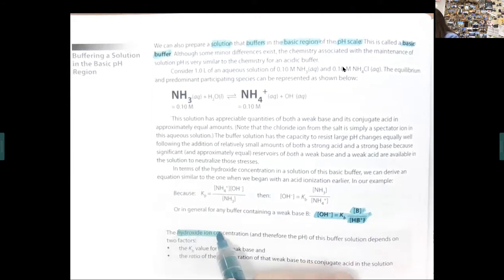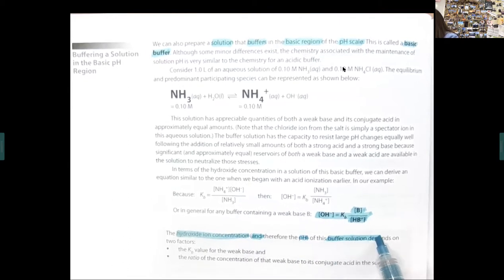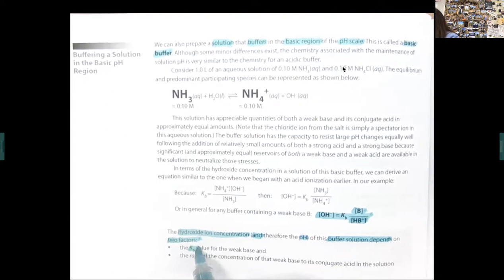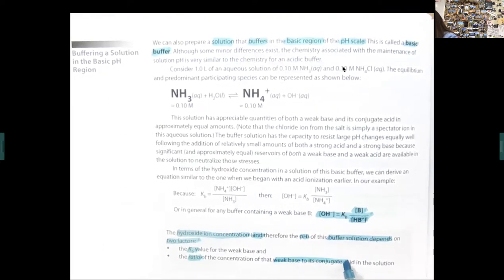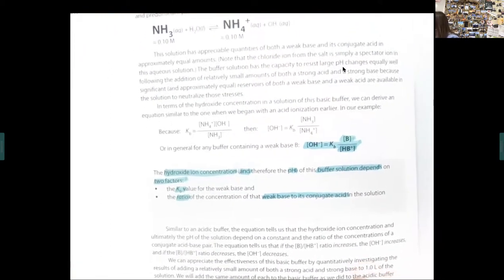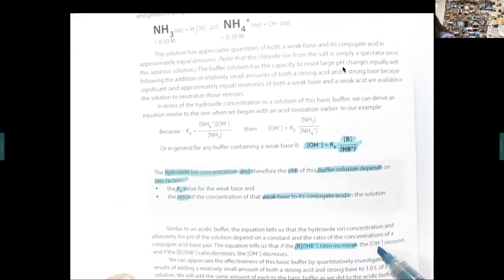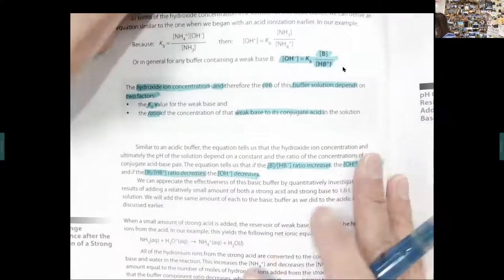So the hydroxide ion concentration and the pH of this kind of buffer solution depends on two things, the Kb of the weak base and the ratio of the weak base to its conjugate acid that's in that solution. So what this means is if the ratio increases, the hydroxide ion concentration increases. If the ratio decreases, the hydroxide ion concentration will also decrease.